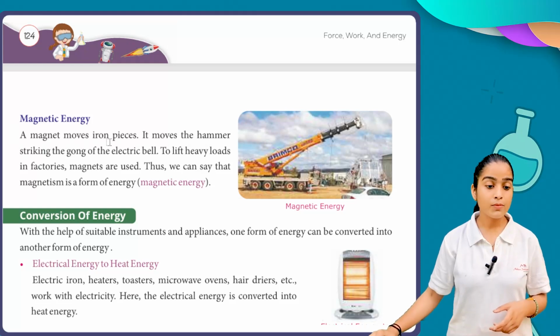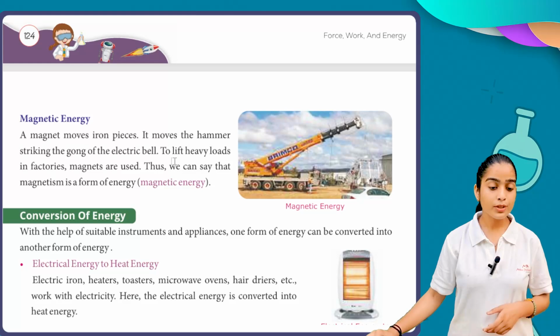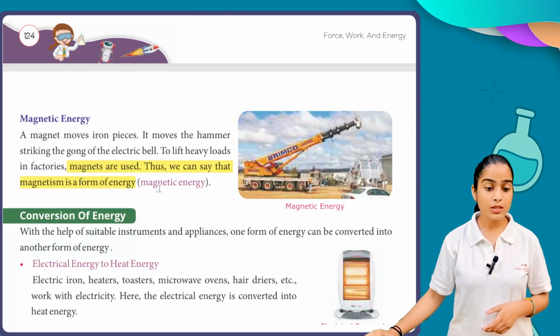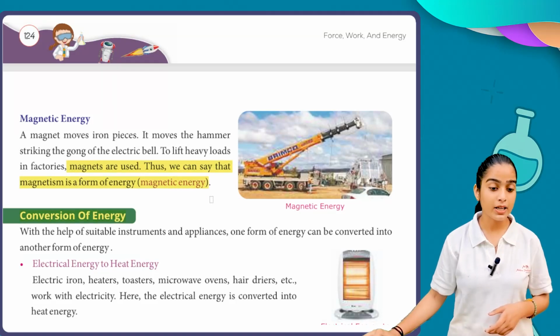A magnet moves an iron piece, it moves the hammer striking the gong of the electric bell, and lifts heavy loads in factories. Magnets are used, thus we can say that magnetism is a form of magnetic energy.